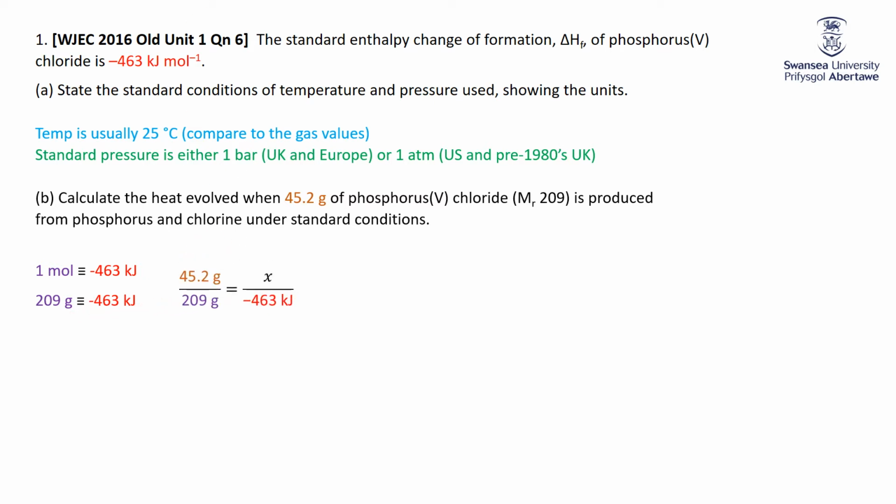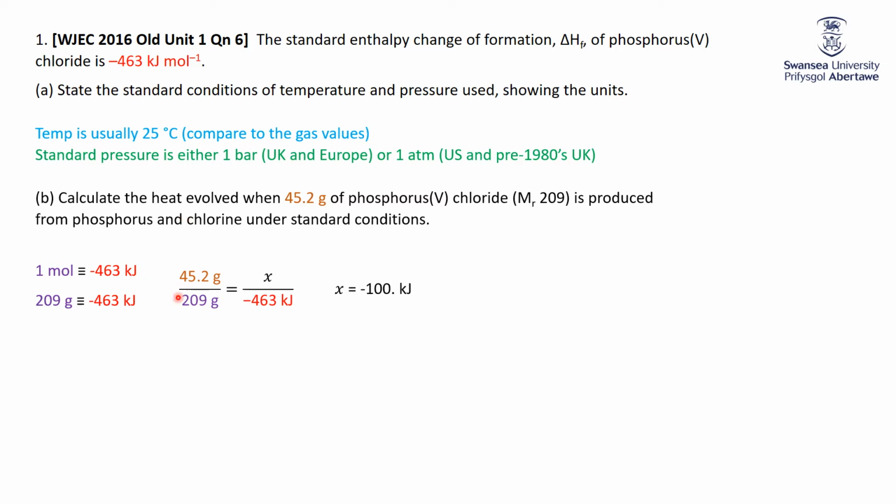Thus, all we have to do is set up a little ratio. We know that 209 grams gives us minus 463 kilojoules. We want to know X, how much heat we're going to get from 45.2 grams. Work that through, and we get X is minus 100 kilojoules.